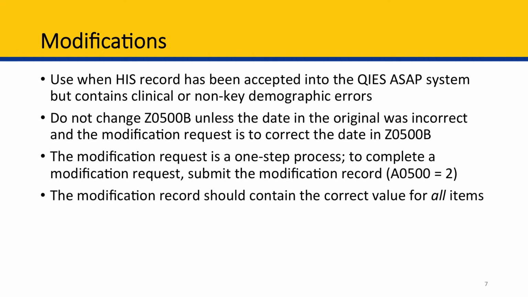It is important to note that when submitting the modification request, you would not change Z0500B unless the date in the original was incorrect and the modification request is to correct the date in Z0500B. The modification is a one-step process. You submit the modification record, A0500 equals 2. The modification record should contain the correct value for all items. The QIES ASAP system will then take the modification record, ensure it passes all checks, and replace the prior erroneous record with the corrected modification record.